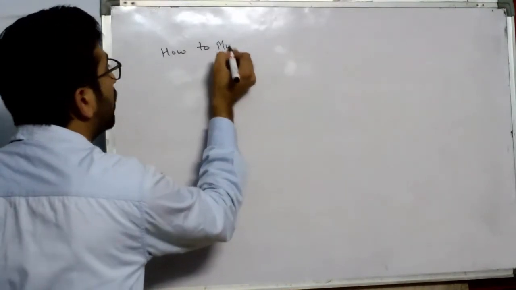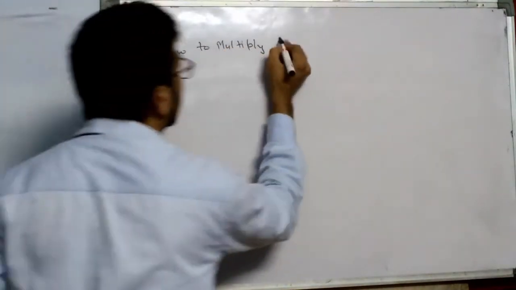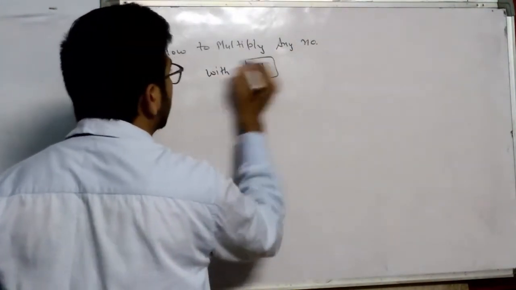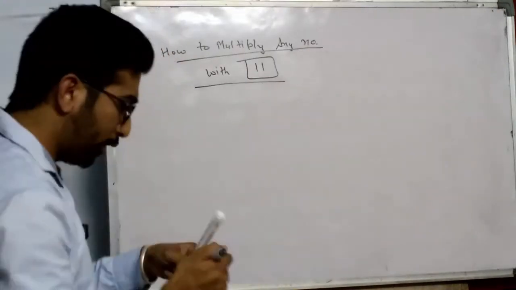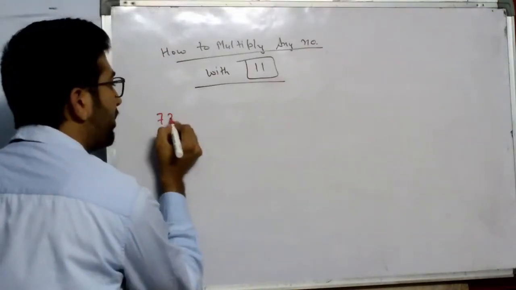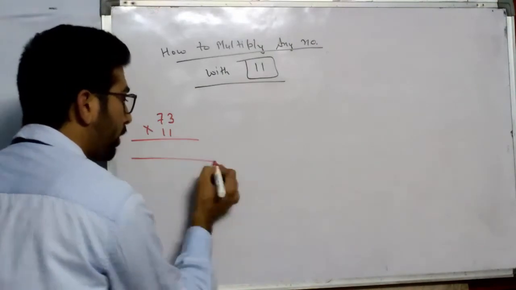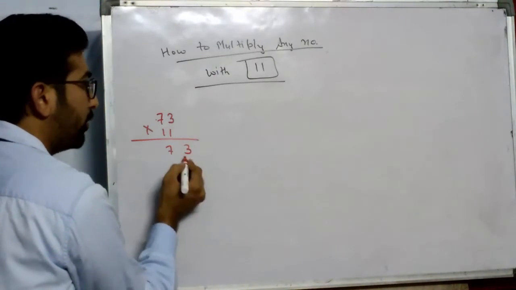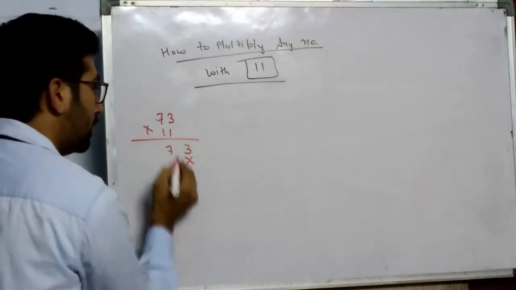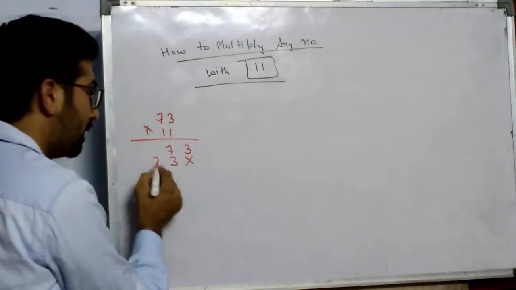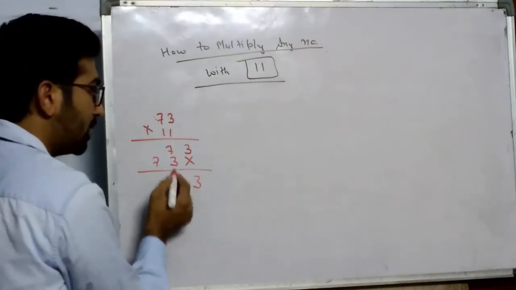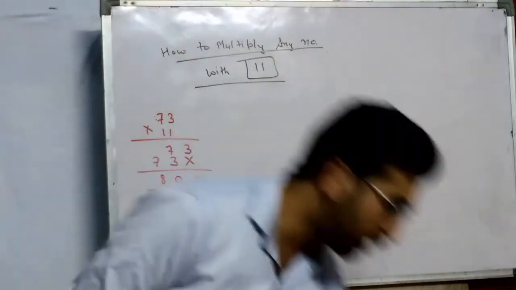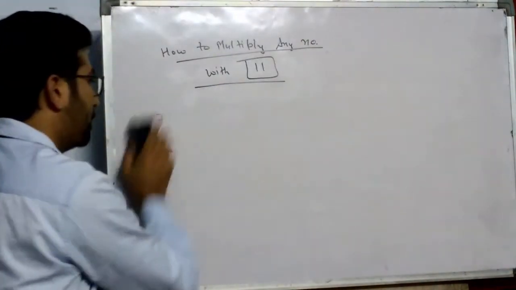How to multiply any number with 11. First of all, you know very well that whenever we have a number like 73 into 11, what you do is 1 into 3 is 3, 1 into 7 is 7, then we write a cross, and then 1 into 3 is 3, 1 into 7 is 7, and then we always add the numbers: 7 plus 3 is 10, plus 1 is 8. So the answer is 803.